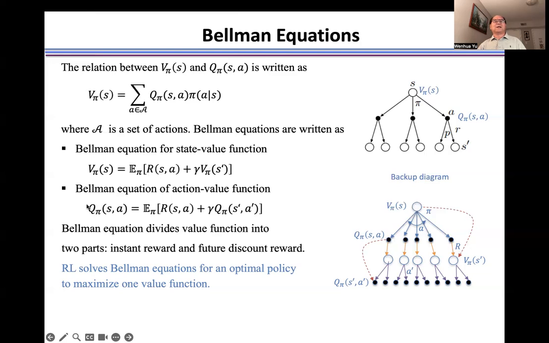And similarly, the Bellman equation for the action state value function Q differs from the state value function in that we select the action under policy pi for the given state S. Under policy pi, we calculate the Q function. The Bellman equation divides the return into two terms. This is the reward, and this is the future discounted action state value function. Then we calculate the expectation of the two terms.